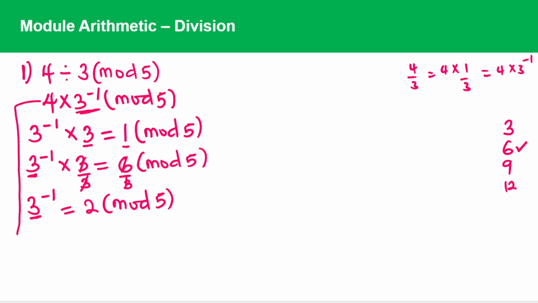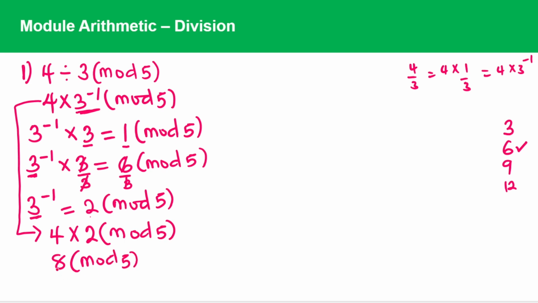Now that we have found out what the multiplicative inverse is, let's go back to our expression. Here we have 4 times 3 to the power of minus 1 in mod 5. Now we know what 3 to the power of minus 1 is in mod 5. It is 2 mod 5. Therefore, replace 3 to the power of minus 1 with 2 mod 5. Now from here, 4 times 2 will give us 8 mod 5.